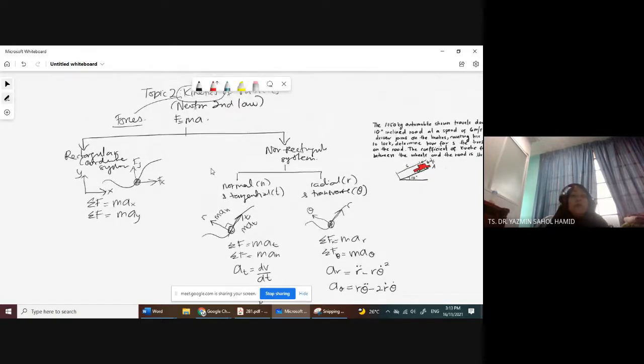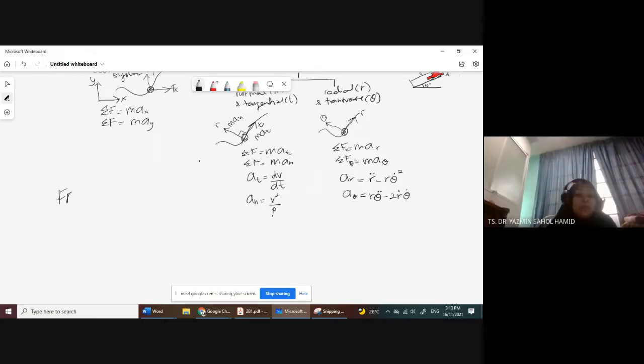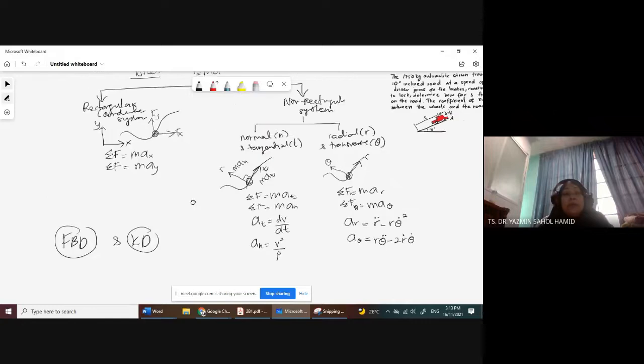Once you identify the best coordinate system to use, you must draw the correct free body diagram. And once you draw the correct free body diagram, you must also draw another diagram. Do you remember what the other diagram is? There are two diagrams: free body diagram and kinetic diagram. Yes. So you have to draw the free body diagram and kinetic diagram, and once you draw these two, then you can solve the problems using the equations. Okay, that is good. So that is what we have learned.